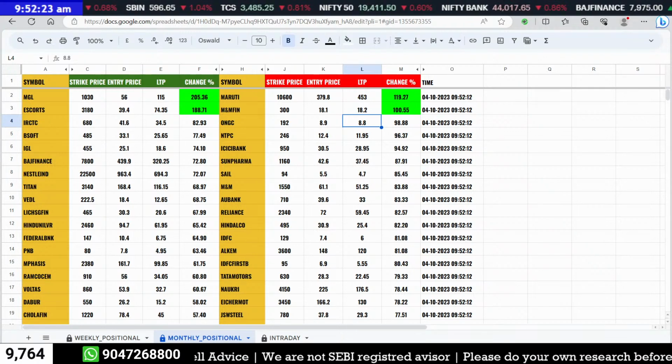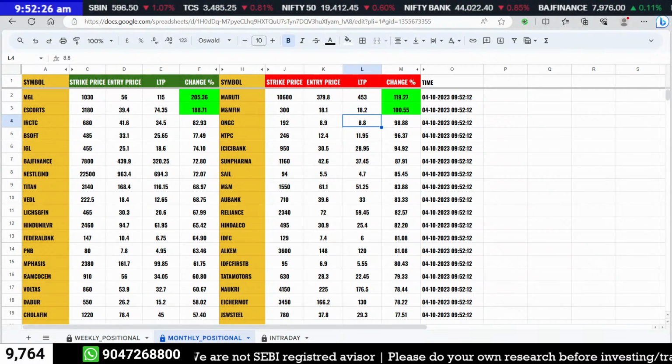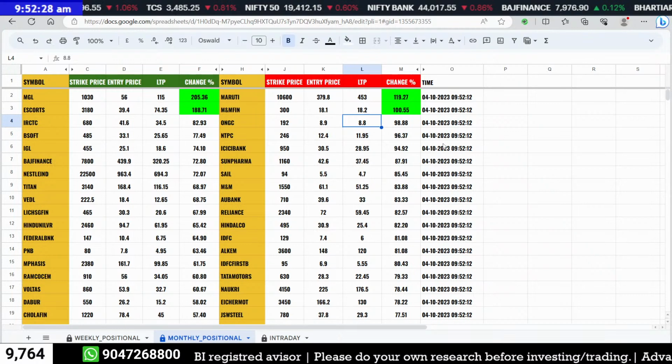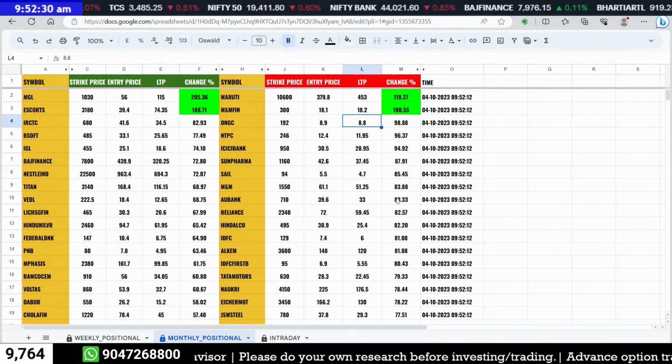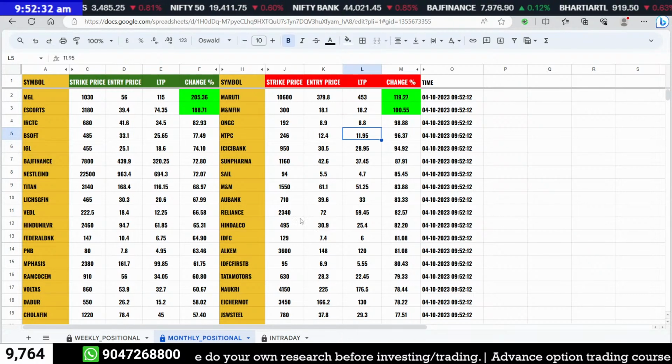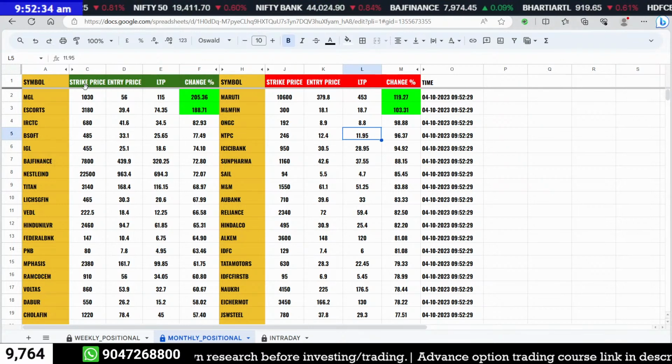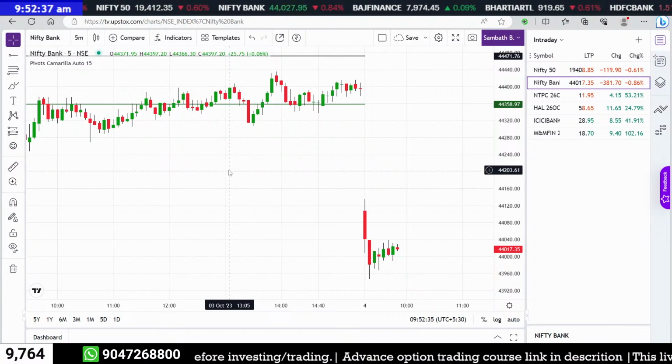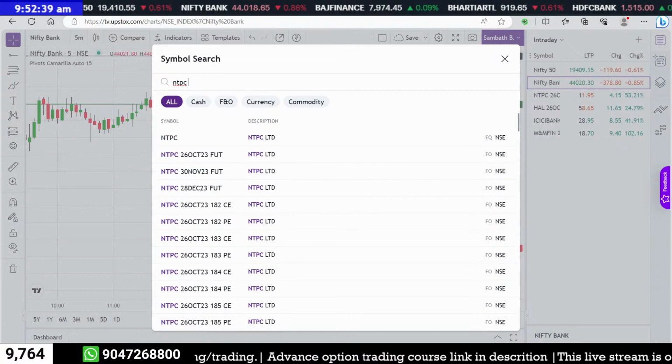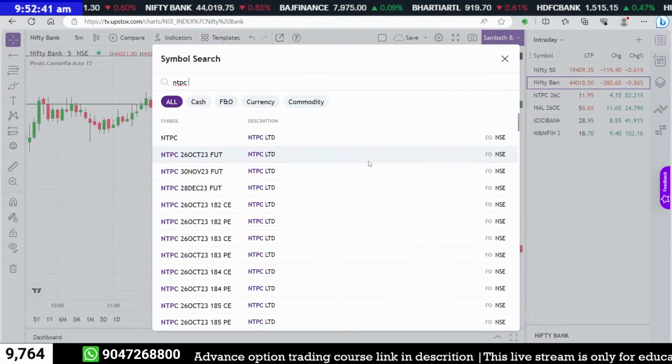MGL has now started moving higher again. Momentum on the same level. NTPC, yeah. You can look at this NTPC which you are looking at, it's 14. Now it is back to our level. Okay. So NTPC as a positional trader, NTPC 246 put option.